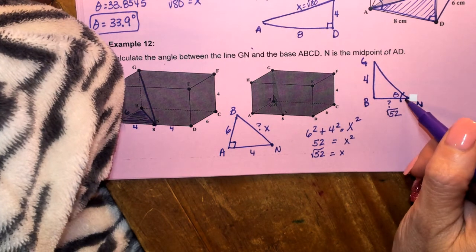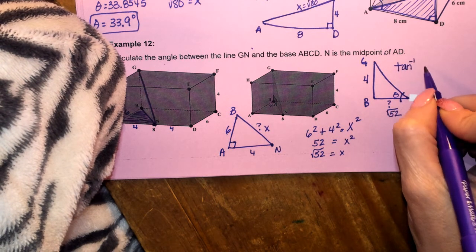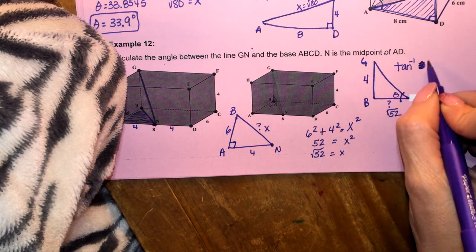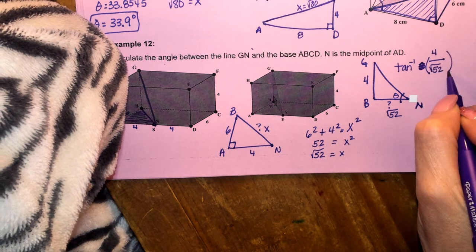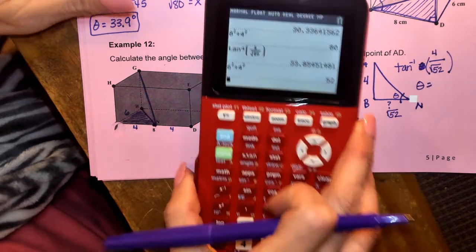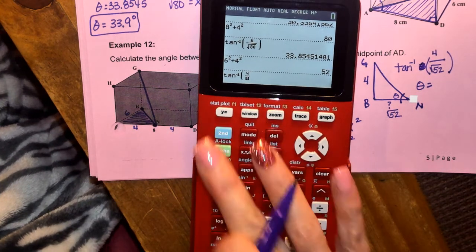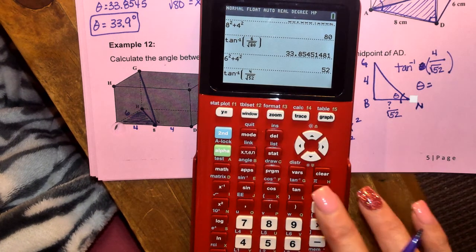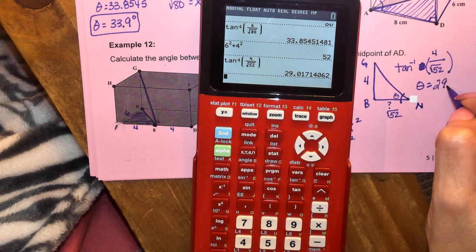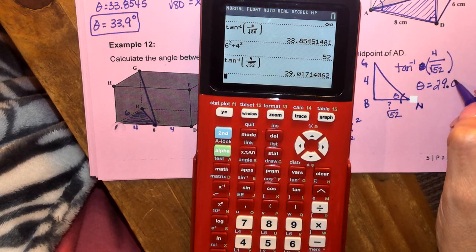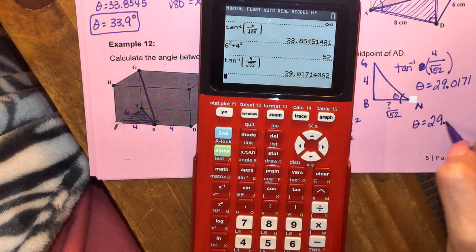Okay, so to find that angle, we have the opposite and we have the adjacent. So let's do the inverse tangent, I'm going to put the parentheses in there, of opposite over adjacent. So let's figure out what theta is. All right. Inverse tangent. We're almost done. Inverse tangent of 4 over square root of 52. So theta is 29.0171 something. We are going to do 3 sig figs, so 29.0 degrees.